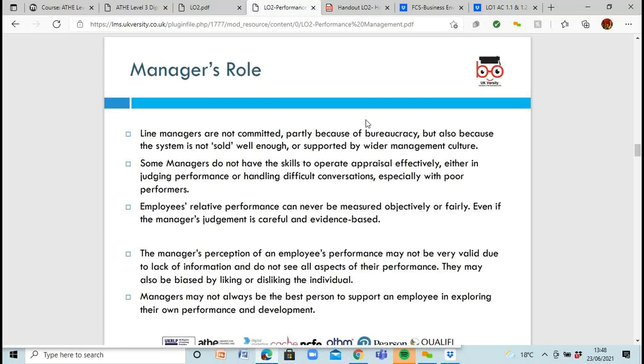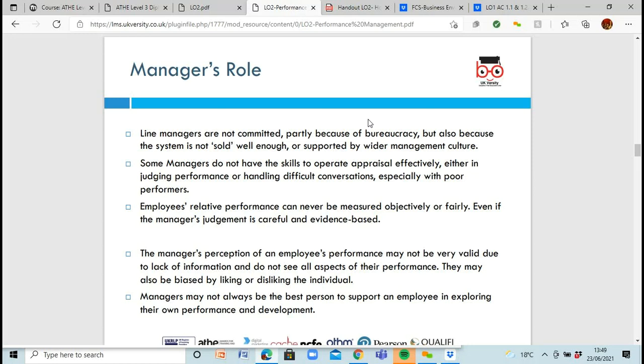And then the manager's role. So line managers, they're actually there to support the colleagues in a way. They're there so that you've got enough support and enough management there to keep an eye on everyone, and also to offer good management feedback. So some managers have the skills to do good appraisals and some don't, because they've not really had to do it, or they're not good at handling difficult conversations, or they're not good at conflict. So, you're either good at doing them or you're not.